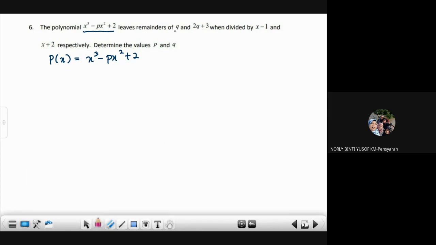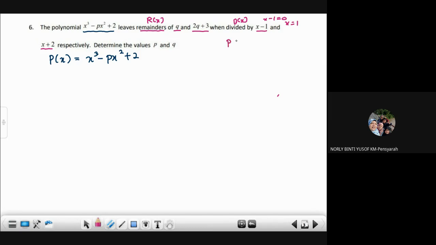Okay, find the remainder of q. So you have two remainders, q and 2q plus 3. This is your remainder, r(x), when divided by the divisors x minus 1 and x plus 2. So you can write it in the form of the remainder theorem. Okay, x minus 1, if you equate it to zero, you will get 1.